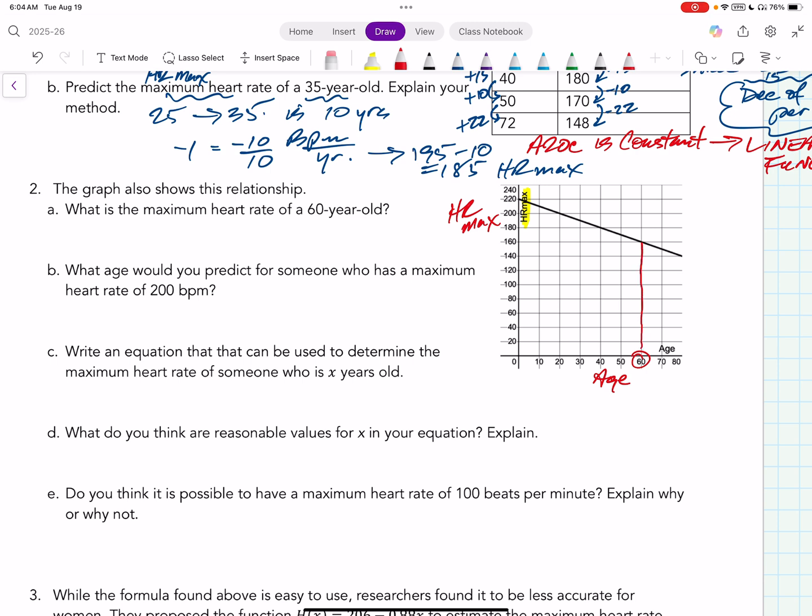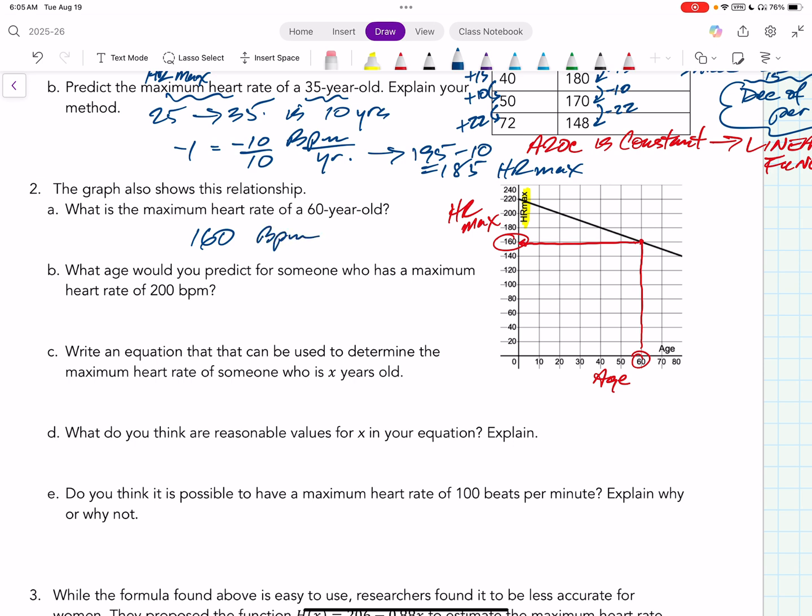It's something you learned in Algebra 1. Just basically interpreting the graph here, and then we take a look at the maximum heart rate for that 60-year-old individual, and it happens to be 160 beats per minute. Okay, so nothing fancy there. So 160 beats per minute.